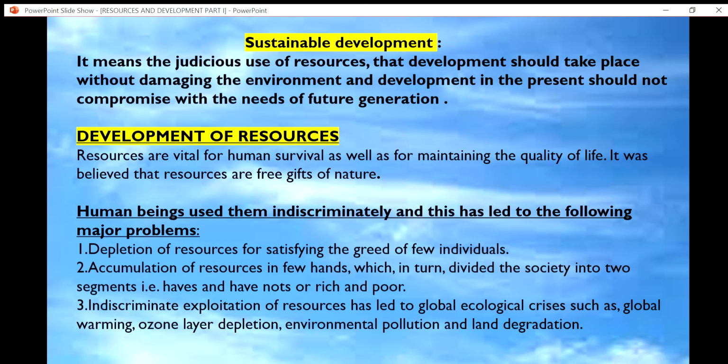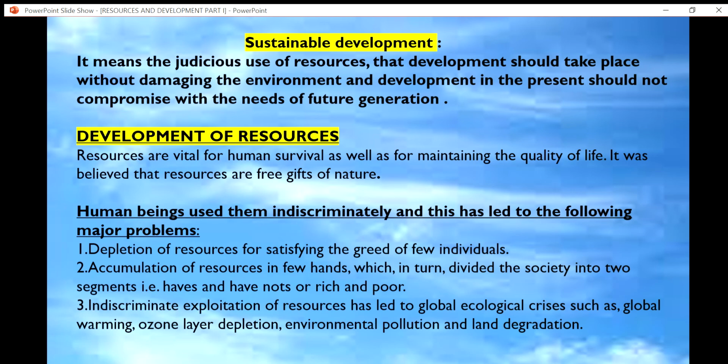Now sustainable development. As we all know, if we do not judiciously use the resources, they will vanish after some time. So for sustainable development, we have to use the resources without damaging the environment. It means the judicious use of resources, so that development should take place without damaging the environment, and development in the present should not compromise with the needs of future generations.